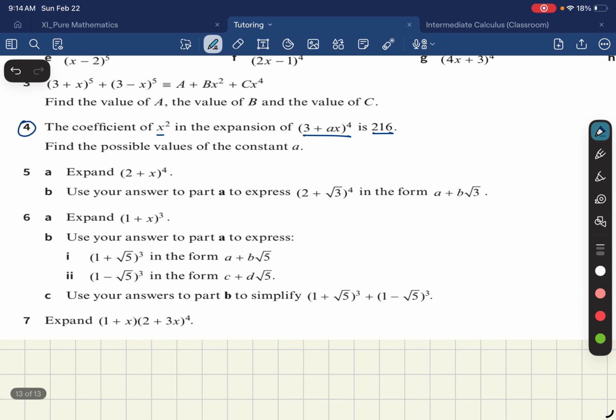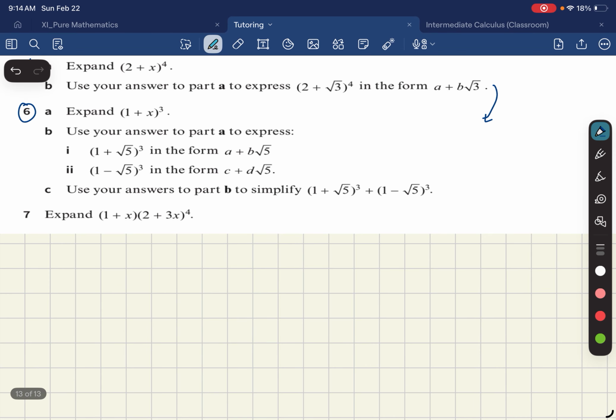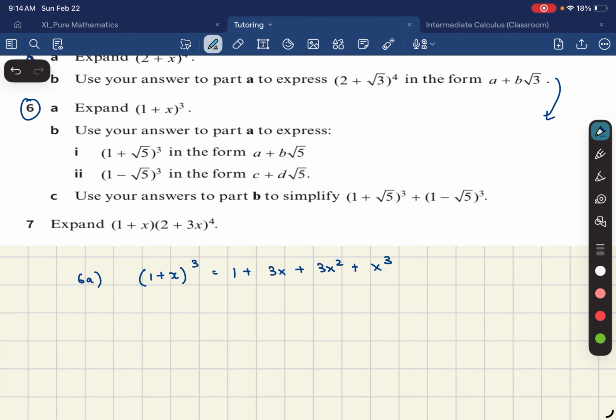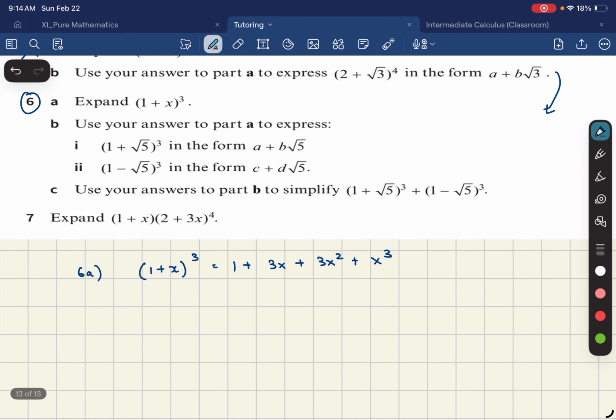So now let's do question 6. Because if we can do 6, then you'll understand how to do 5. So 6a just tells me to expand. Now I'm going to expand it very quickly. 1 plus x to the power 3 is 1 plus 3x plus 3x squared plus x cubed. That is what you get when you expand for 6a.